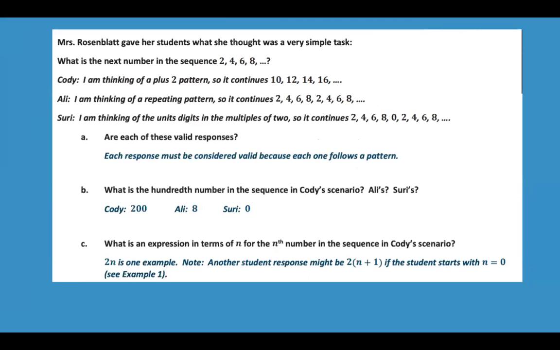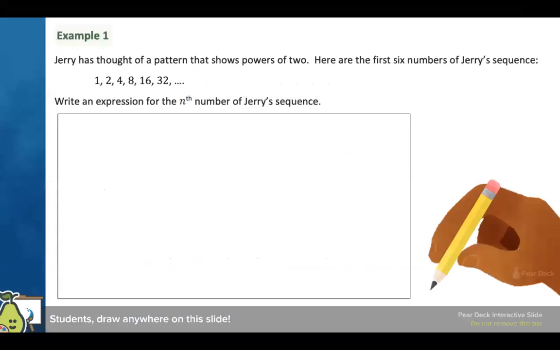And just to check it, the 100th term again for Cody would be 200. For Allie would be 8. For Surrey would be 0. So if you didn't get those, that was an easy way to check those last 3 questions. So moving on. Again, in that black one, if you click there, you can type your answers right in.